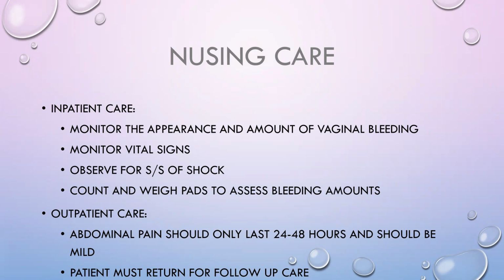So if they're in the hospital, we're going to look for vaginal bleeding, the amount and what it looks like, if it's bright red or dark red to brown blood. We want to monitor mom's vital signs. We need to monitor her for signs and symptoms of shock. In order to keep up with bleeding amounts, we can weigh pads or chucks that may be underneath her for measurements. If she's being treated outpatiently, we can tell them that abdominal pain usually lasts about 24 to 48 hours, and that they do need to make sure they have follow-up care.